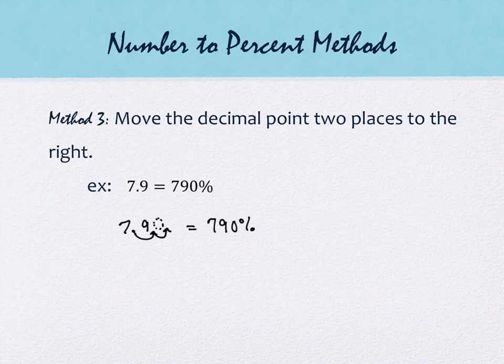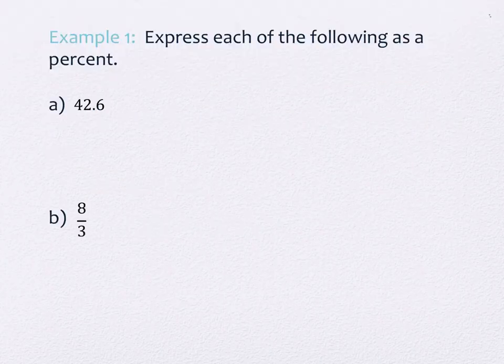All right, we're going to do a couple of examples that are not 7.9 and see how these work. I'm going to push into not doing the moving of the decimal, because I want to give you a feel for how the other two work, since you're probably most familiar with that one.